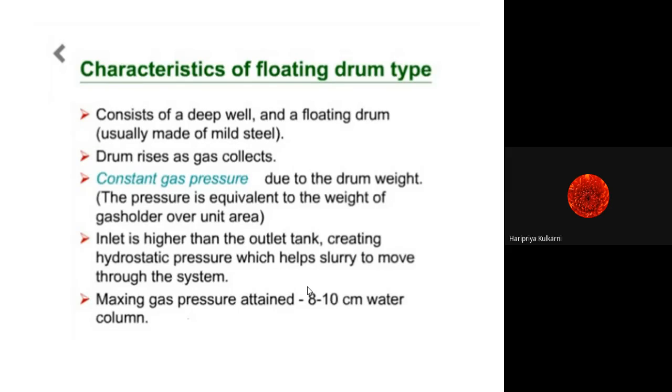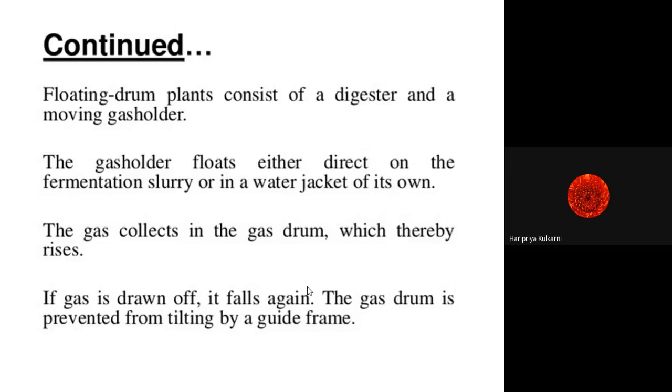Like outlet tank is lower than the inlet tank. So maximum gas pressure attained is 8 to 10 centimeter water column. So these are some of the characteristics. Then floating drum plant consists of a digester and a moving gas holder that we have seen in the construction itself. The gas holder floats either directly on the fermented slurry or in a water jacket of its own. Before fermentation it floats on the water jacket, and after fermentation it floats on the slurry. Okay, fermented slurry.